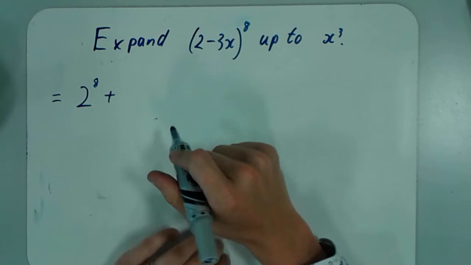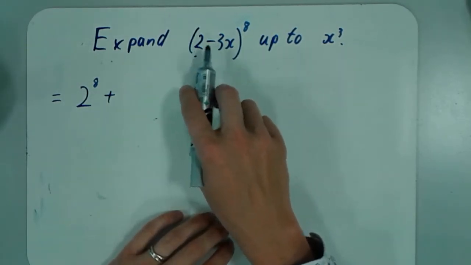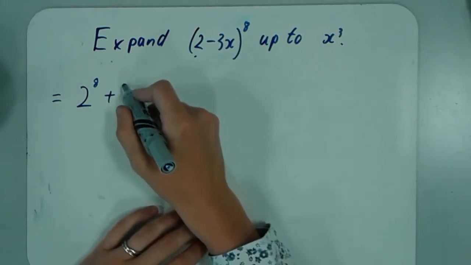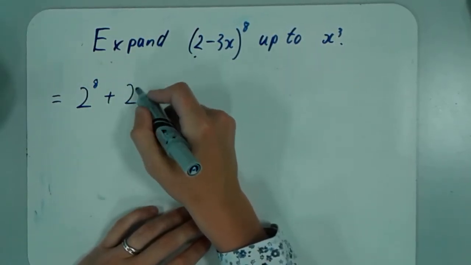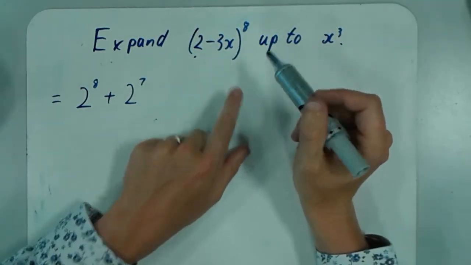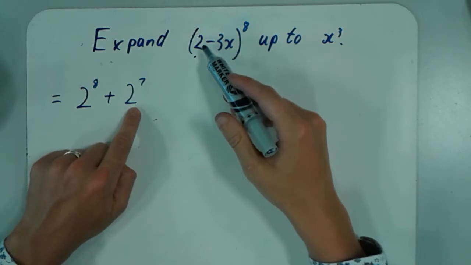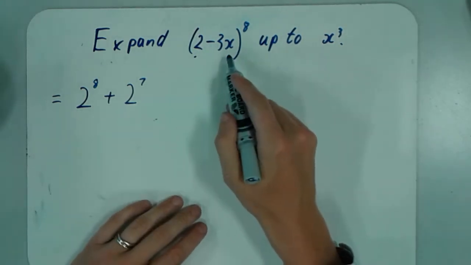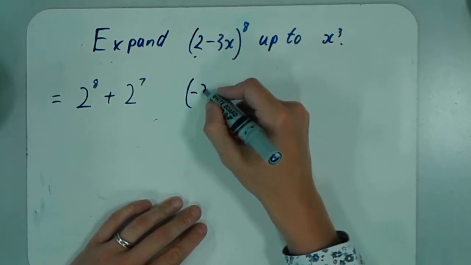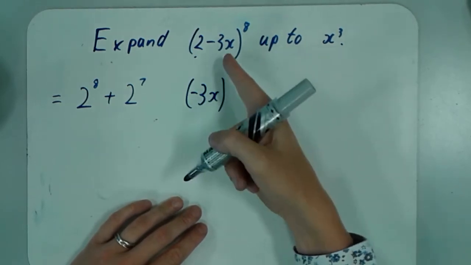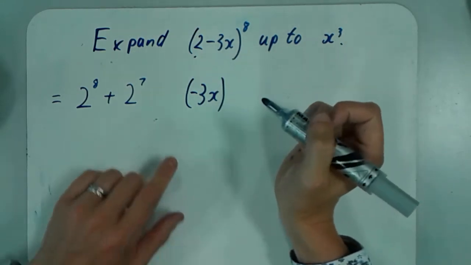When I look at the next bracket, I'm going to have 2 times 2 times 2, and I'm going to have 7 of those 2's multiplied together, and 1x. So notice that the power of the 2 has reduced by 1, and then I'm going to multiply by an x. Notice, however, that I cannot multiply by just an x. If I'm going to choose this term, I must multiply by minus 3x.